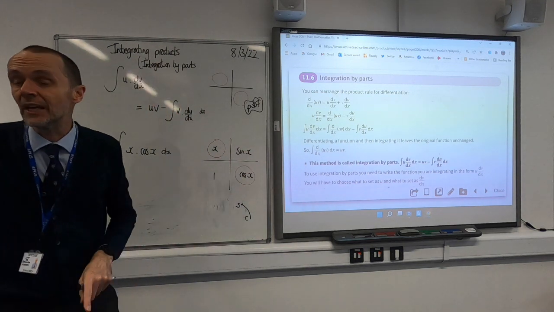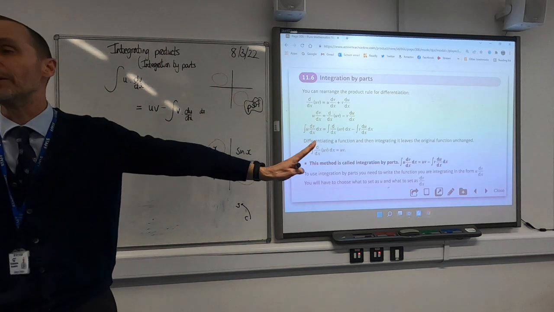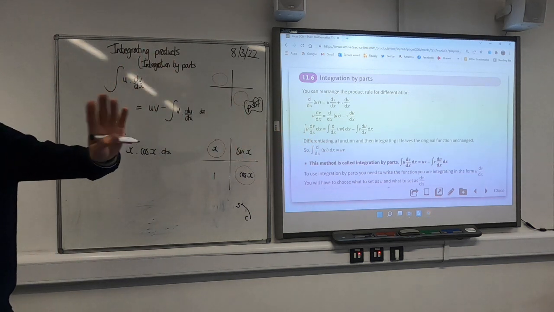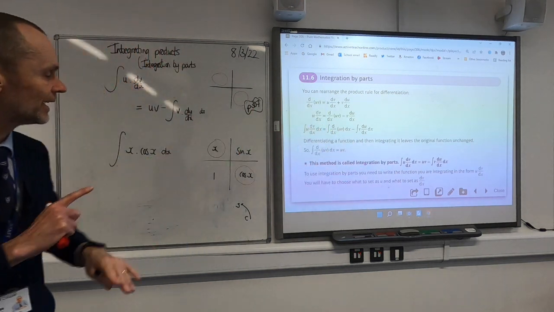There's a plus c there, but all I'm going to do is at the end of my answer, just write up plus c. We know that when we integrate, there could be constants popping up all over the place. We tend just to write a plus c at the end.